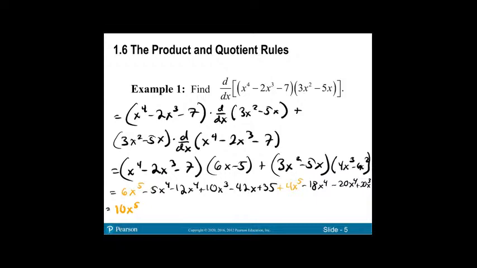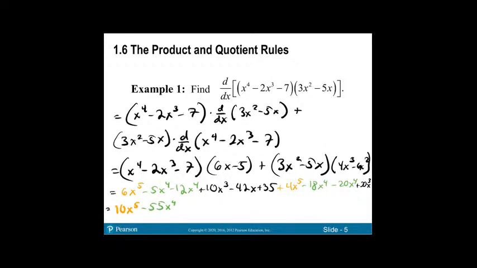There's another x to the 4. Let's try this again. Here's another x to the 4. Here's one. And I think that's it. Let's do this color. That's going to be minus 17x to the 4, minus 35, minus 55. Okay.